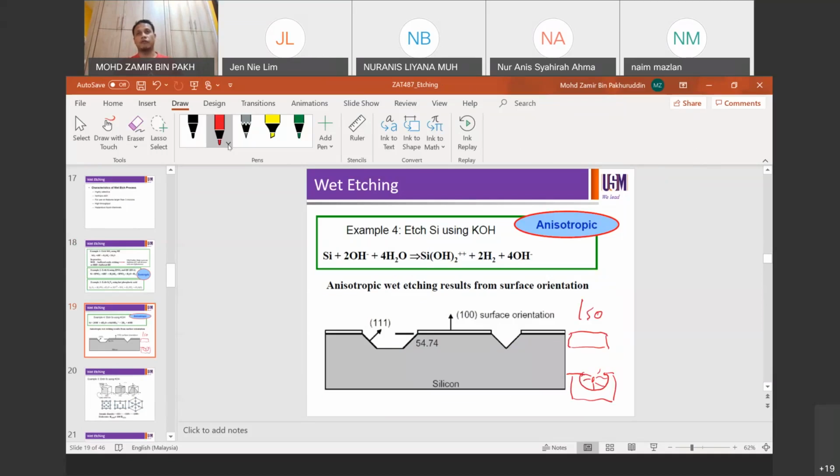Another case is called anisotropic etching. That means for this particular etching, the etch rate is not equal in all directions, but it's higher in one direction and lower in other directions. One example of this is using an alkaline solution such as tetramethylammonium hydroxide, like in developer, or sodium hydroxide, or potassium hydroxide.